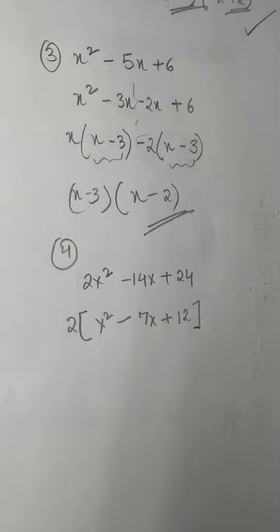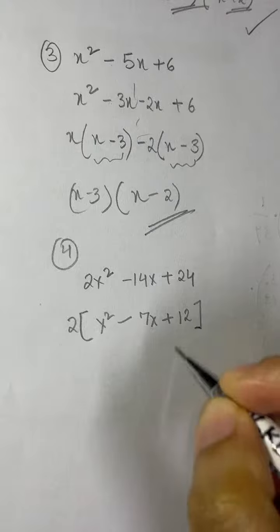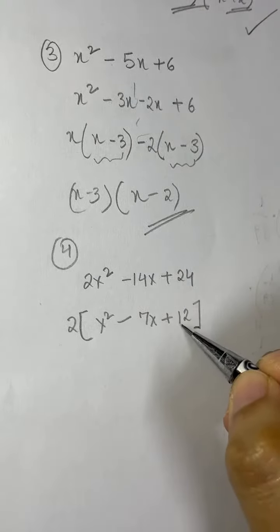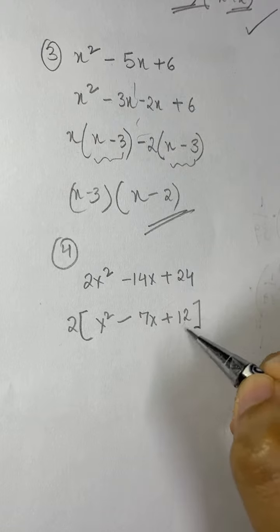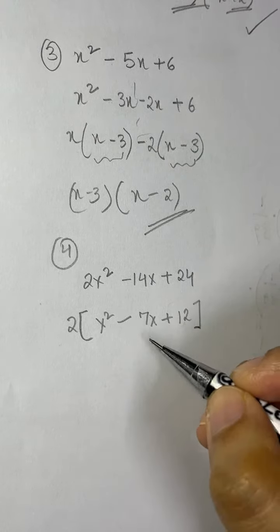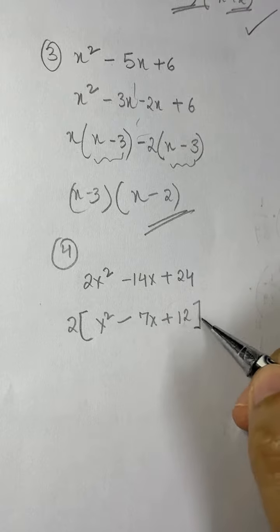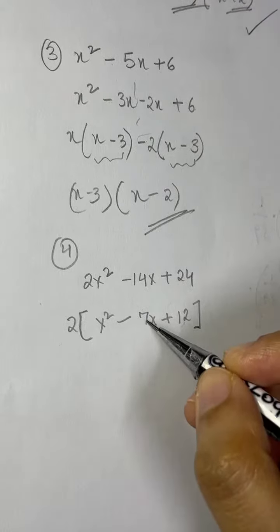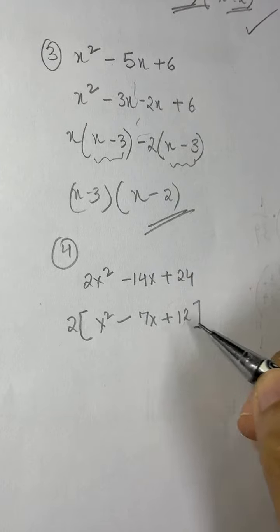Alright. Now what can we do? You have taken out 2 common. You can use product sum rule for this. Your product should be plus 12. Your sum should be negative 7. So what are the 2 factors you can take for 12? 3 and 4. 3 and 4 when you add up gives 7. And when you multiply gives 12. Yes.